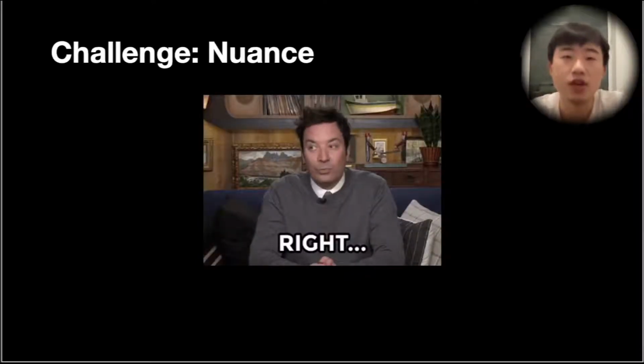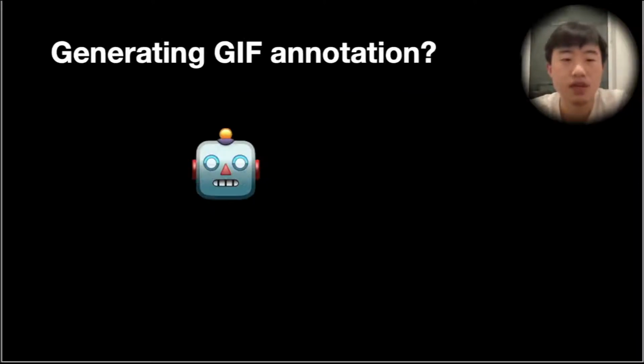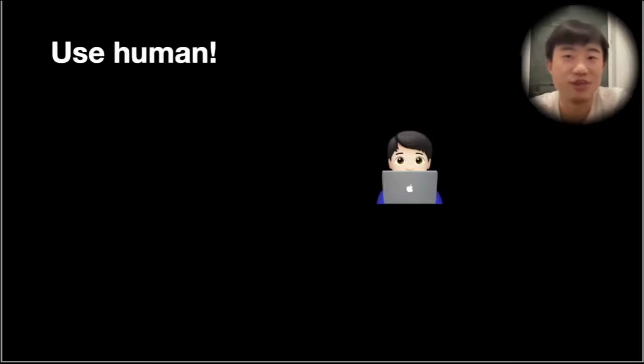Lastly, the most difficult part is the nuanced emotion expressed in many GIFs. For example, here the man is nodding and saying right, but he looks reluctant. For now, only humans who are aware of those cultural backgrounds or the meme backgrounds can decipher those subtle expressions. So given those challenges, how can we design a system that generates annotations for GIFs? The answer is to use humans.